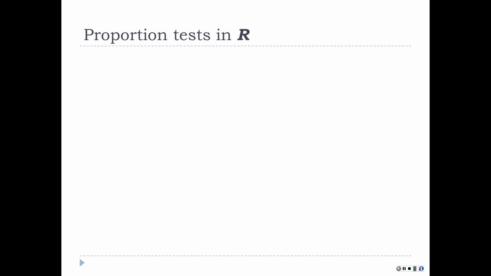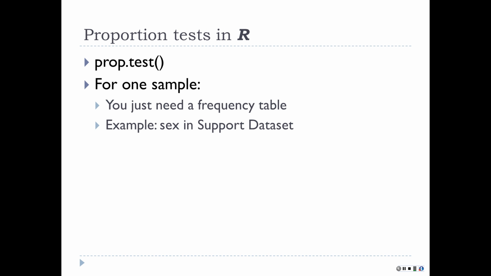So in R, it's fairly easy to do. There's a prop.test function that's in base R. Base R meaning you don't have to download any special packages, just crank up R and it's there. This might exist in R Commander. I should probably check that. Here, let's find out. In base R, you have to create a table. So for one sample, you need to create a frequency table. So for instance, sex in the support data set, male or female.